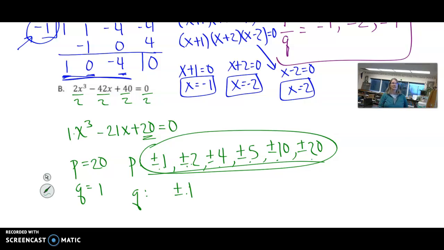So sometimes, this is what they used to have to do back in the day before calculators. Sometimes when you have a lot of possibilities like this that you have to test in synthetic division, what I would recommend is you graph the original, or we can graph the factor form. We'll graph x cubed minus 21x plus 20, and then find a 0, and then factor it from there. I'll show you what I mean.